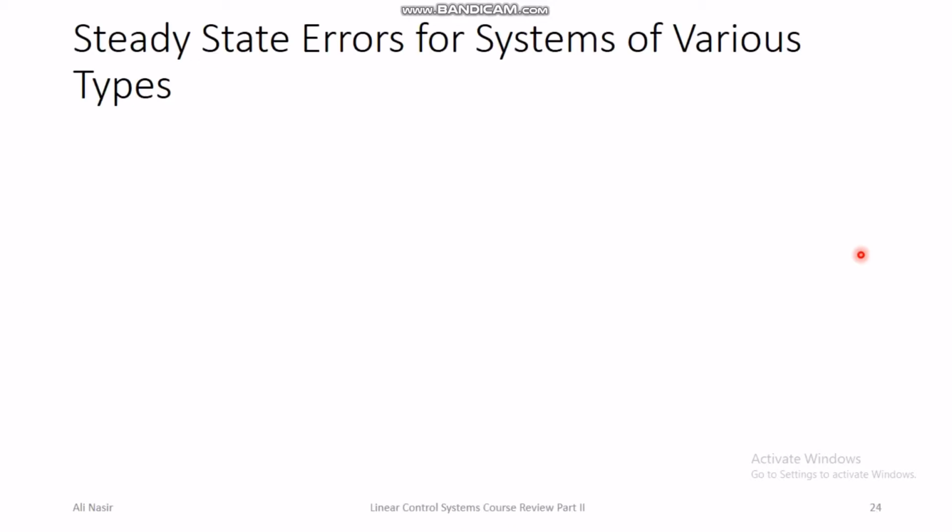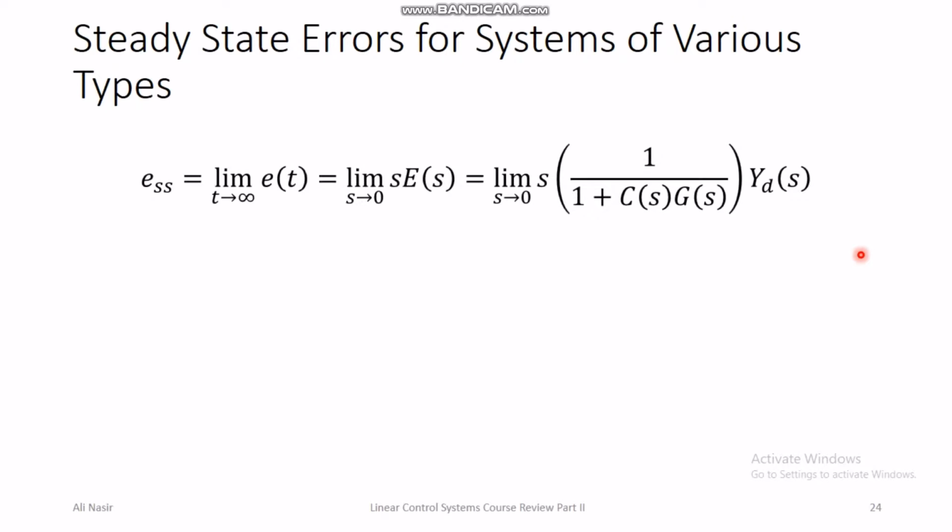Then there is a conclusion of steady state error for systems of various types. Here again, this is the formula that we discussed a couple of slides ago: the steady state error is determined by the final value theorem, and this is applicable only for asymptotically stable systems. It is not applicable for unstable systems or systems that are not asymptotically stable, because those systems do not have a steady state at all.